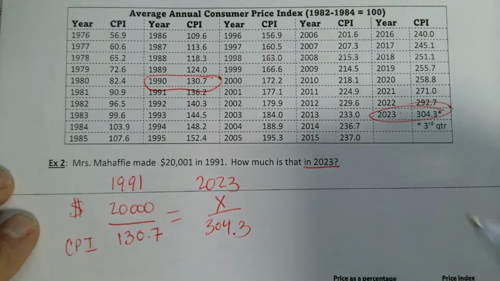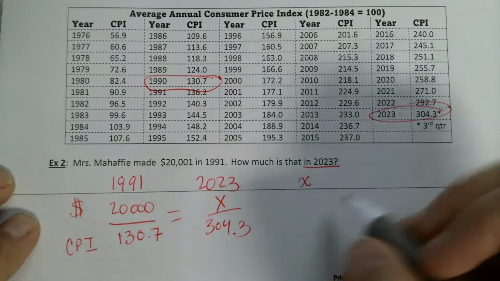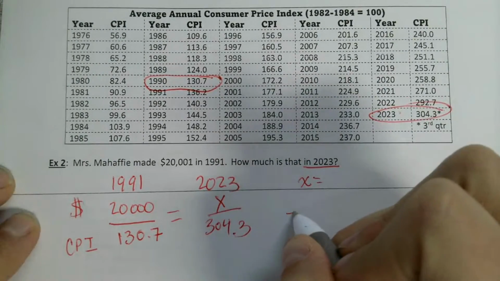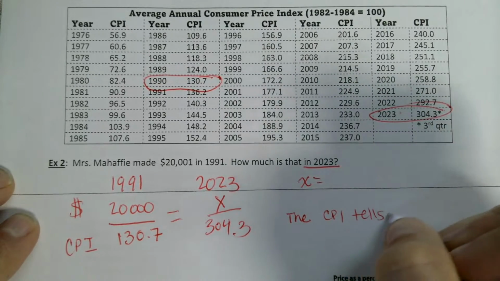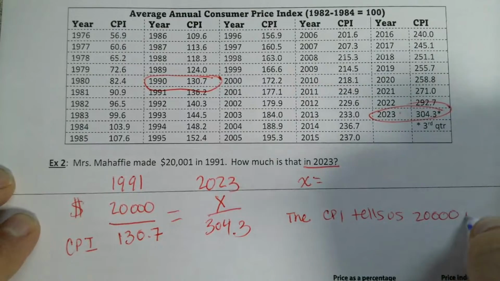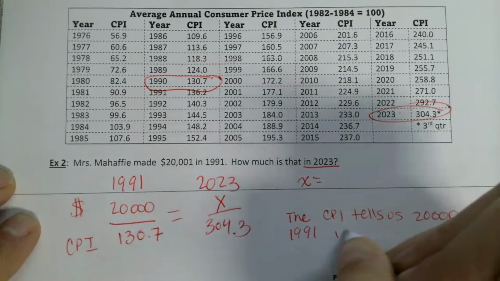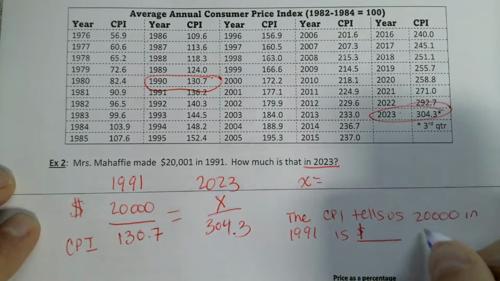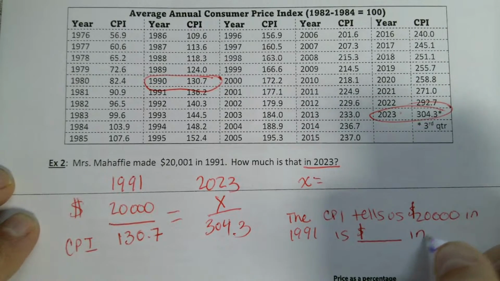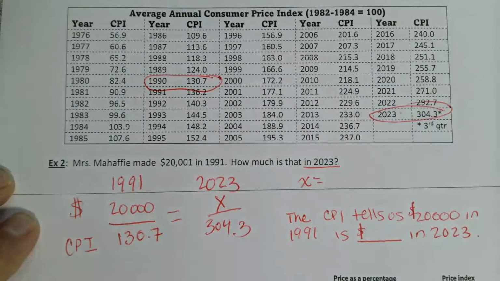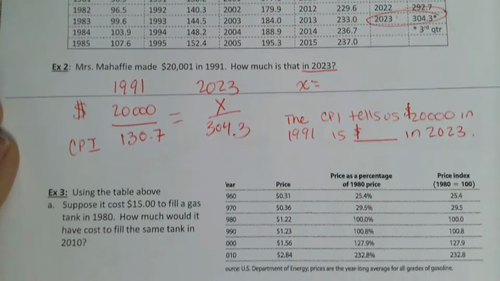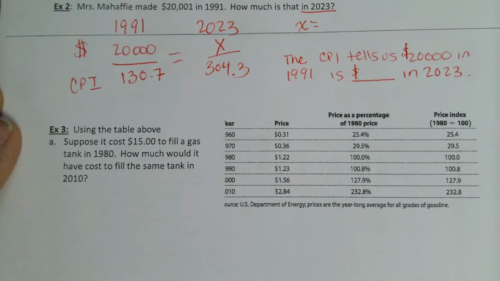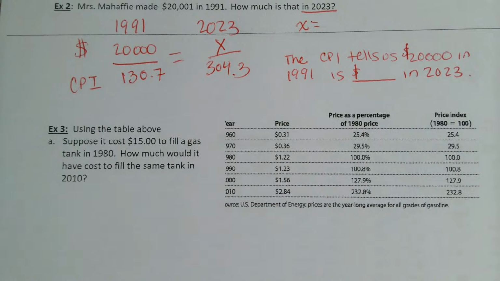From here, you're going to cross multiply and you're going to solve for X. Your sentence structure: The CPI tells us $20,000 in 1991 is blank dollars in 2023. The last thing you need to know is you have this little table down here. They should look familiar to the example I've already done, but use that as your guide.